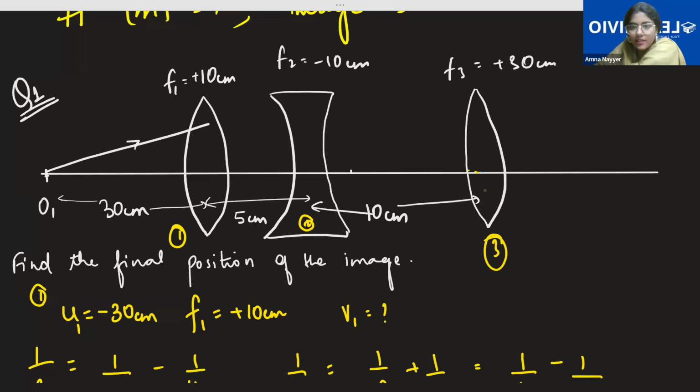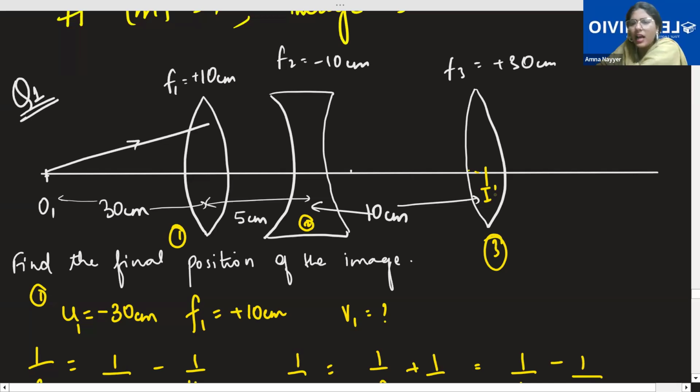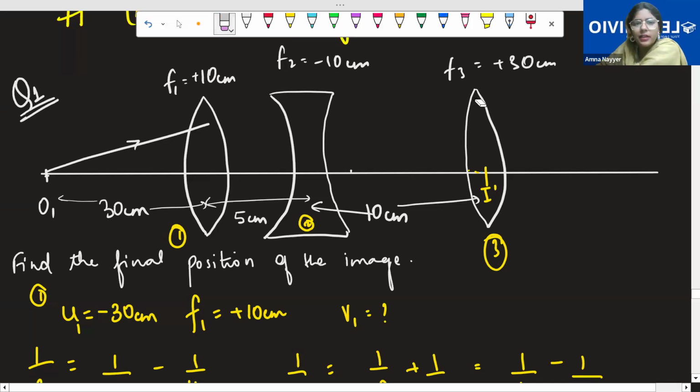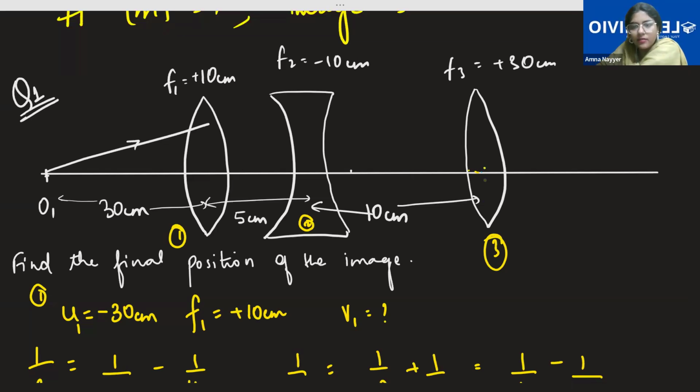So here, let's say our first image I dash will be formed, or I1 you can say. Let's say I1 is formed here. This will be how the ray of light will be formed, because other lenses are present, so obviously this image will not be there. But you can't solve everything in one go, because you need to see the light ray which is incident on the second lens.